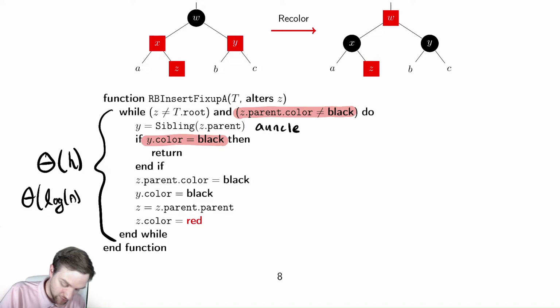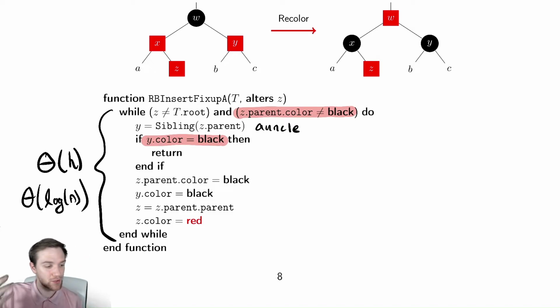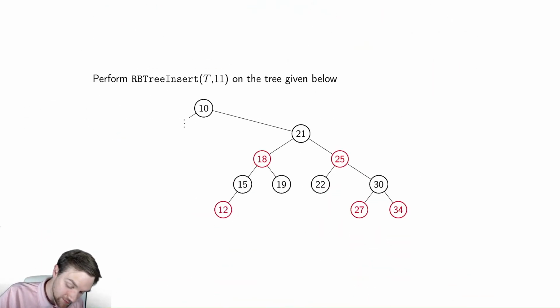h is log of n because of the proof that we did. So this isn't theta of log of n. It's actually like h over 2 because we're always finding the grandparent, but it's asymptotic complexity, so that over 2 doesn't matter. Let's look at fixup b.